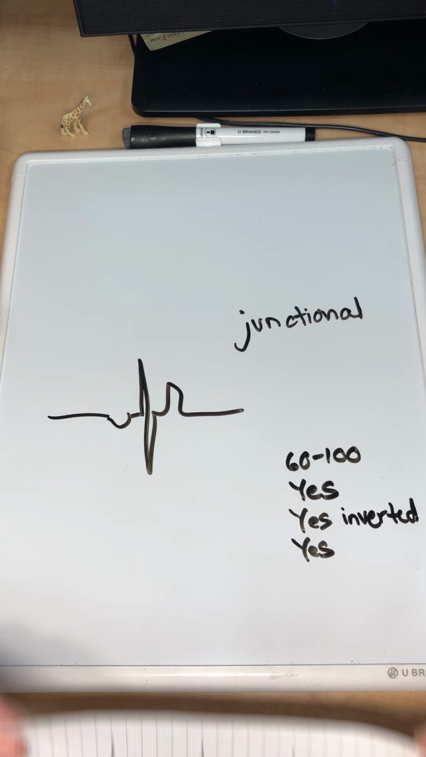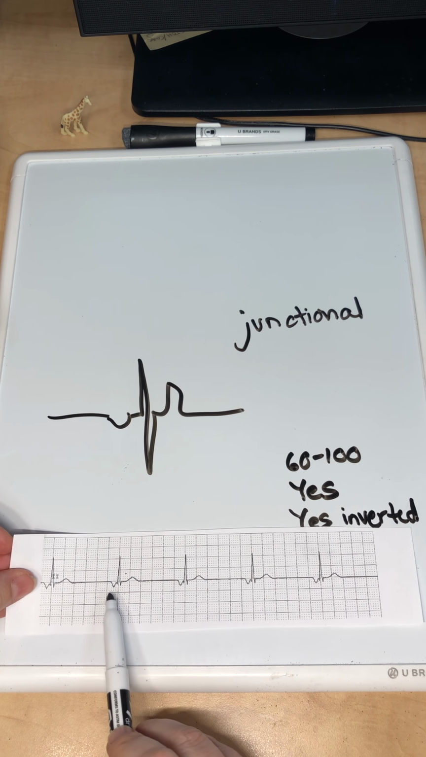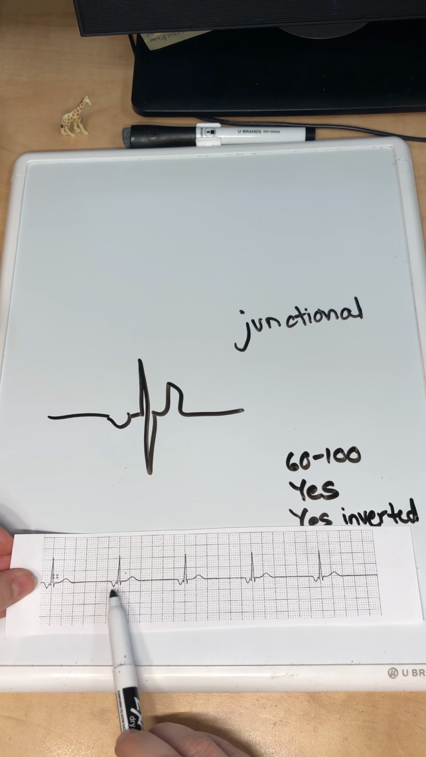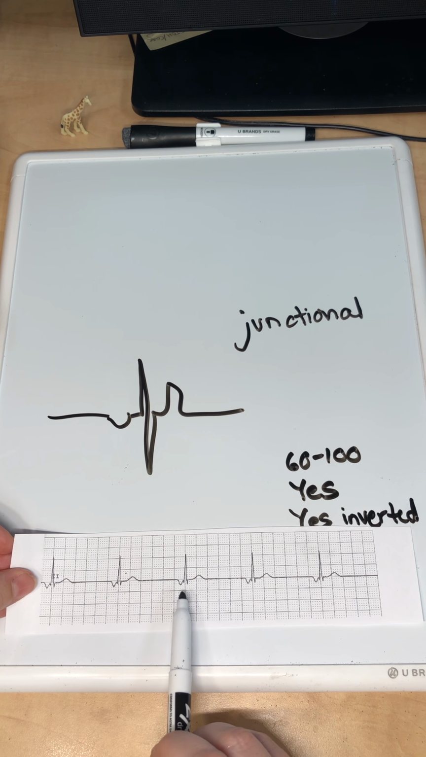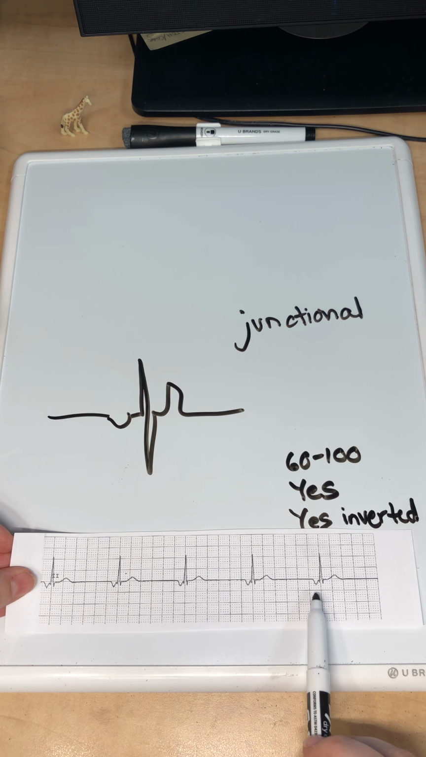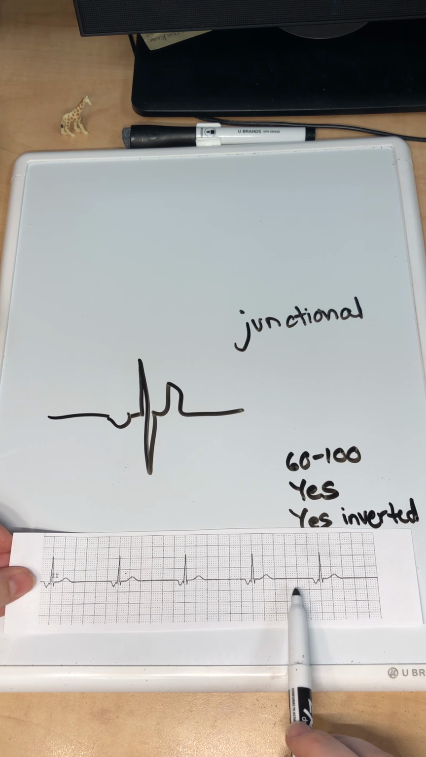Let me show you some more strips. Okay, do you see here how the P wave is present? It's nice and regular. I love that. And the P wave is inverted. It's present, which is good, but it's just inverted. And so when you have an upside down P wave that way, then you have a junctional rhythm.